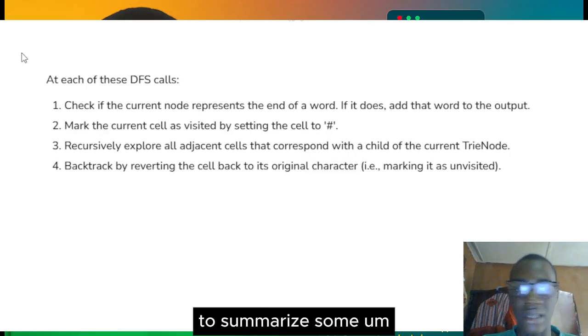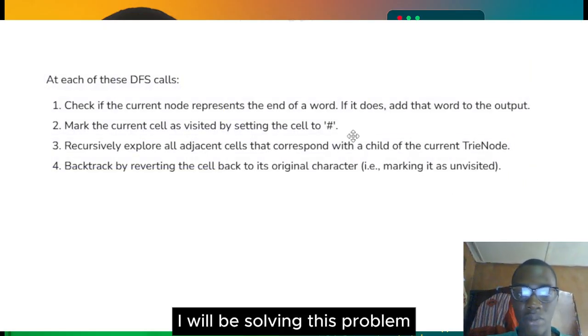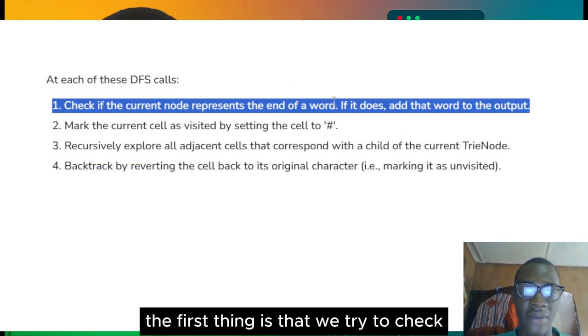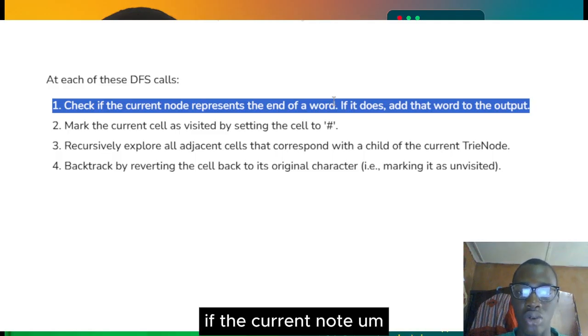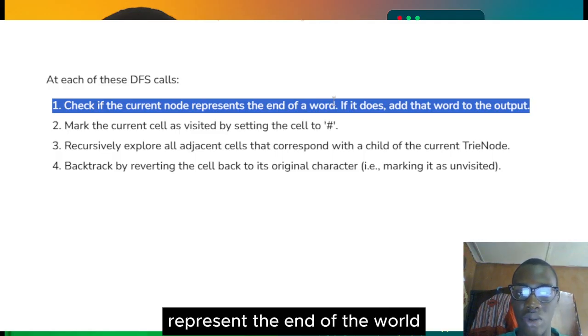So to summarize, how we'll be solving this problem, the first thing is actually simple. The first thing is that we check if the current node represents the end of the word.